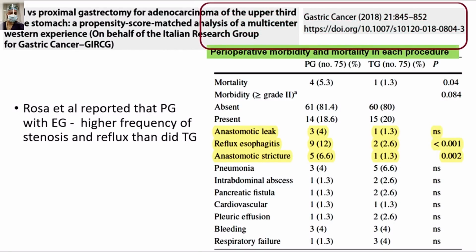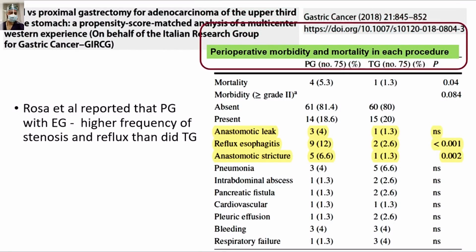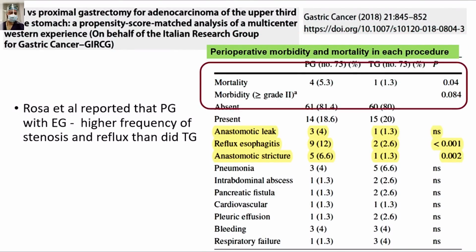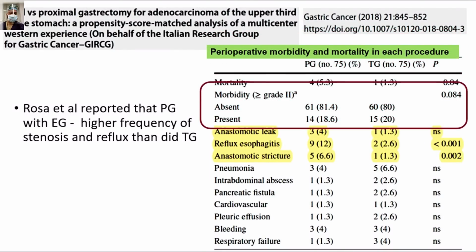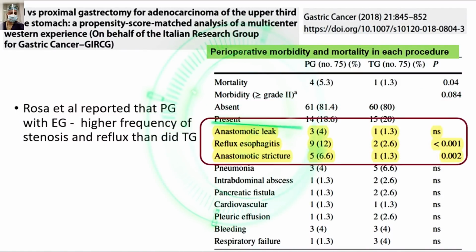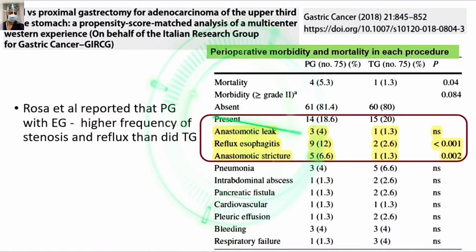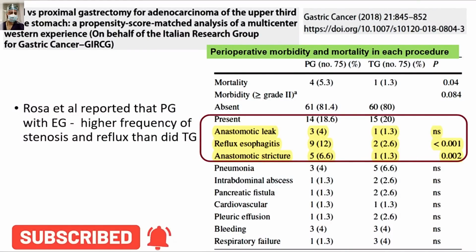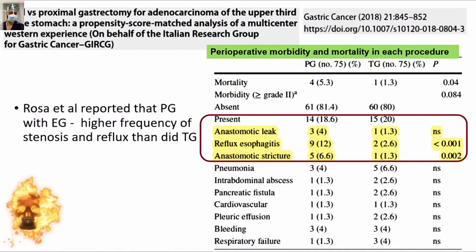For proximal one-third CA stomach, they did total gastrectomy with proximal gastrectomy. In the total gastrectomy group they did Roux-en-Y, and in the proximal gastrectomy group they did esophago-gastrostomy. They reported that the anastomotic leak was higher in the proximal gastrectomy group, though it was not statistically significant, but the reflux esophagitis and anastomotic stricture both were statistically significant in the proximal gastrectomy group, followed by esophago-gastrostomy.